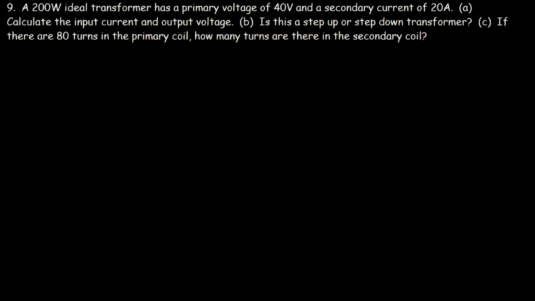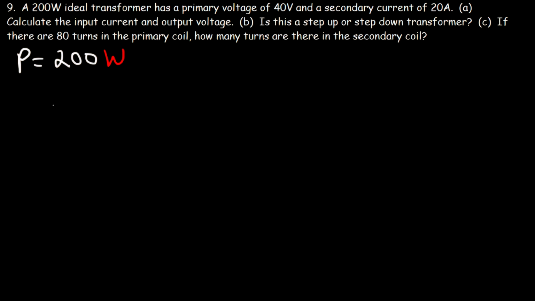Number 9. A 200 watt ideal transformer has a primary voltage of 40 volts and a secondary current of 20 amps. Calculate the input current and output voltage. Is this a step up or step down transformer? If there are 80 turns in a primary coil, how many turns are there in a secondary coil? So let's begin. So the power is equal to 200 watts.